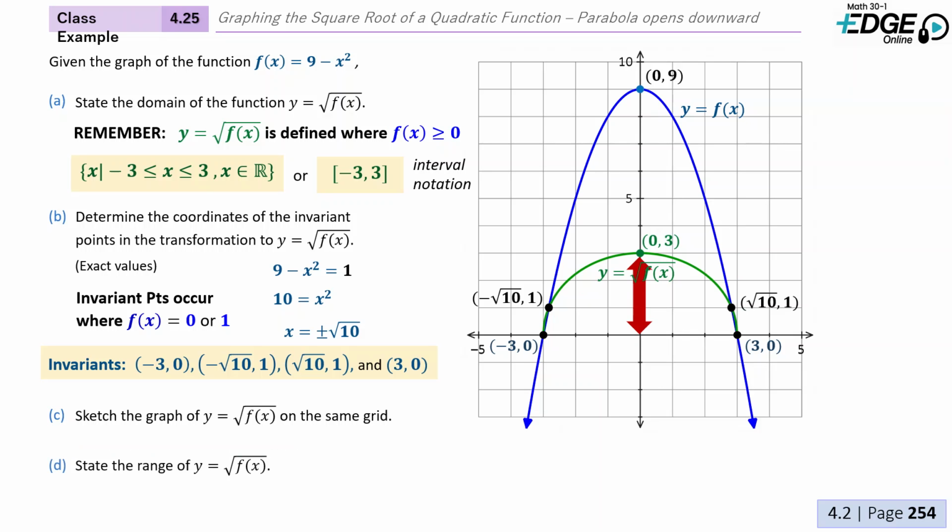So now we want to state the range of the square root of f of x. Well, that's going to be everywhere between 0 and 3. So y is greater than or equal to 0 or less than or equal to 3. In interval notation, that would look like square brackets 0, 3.